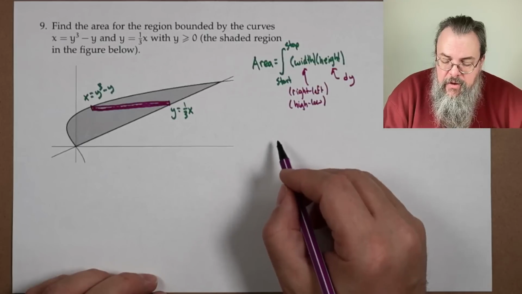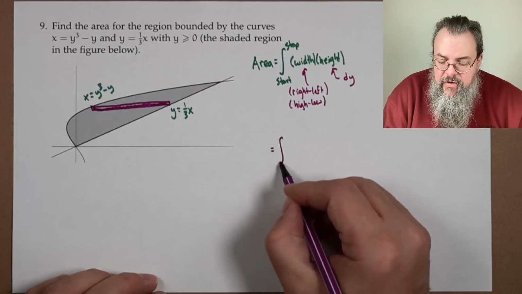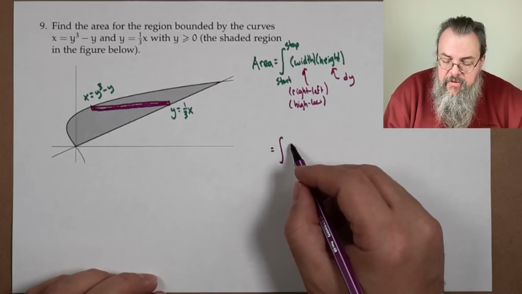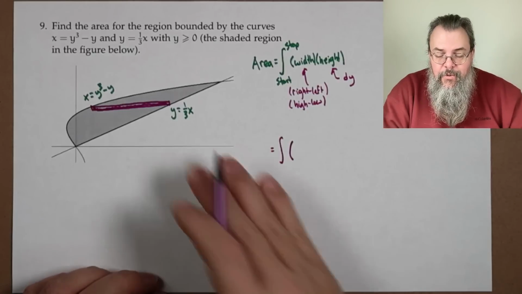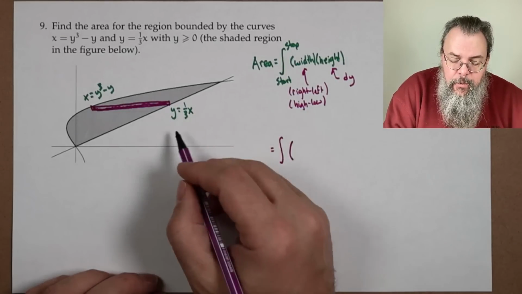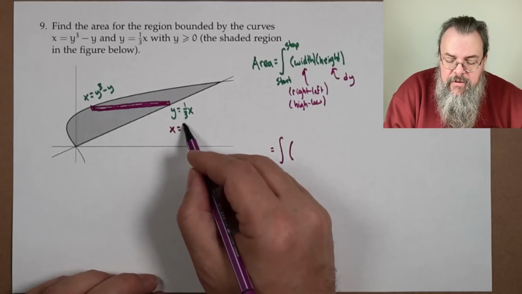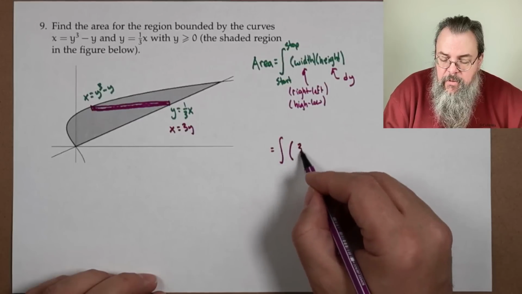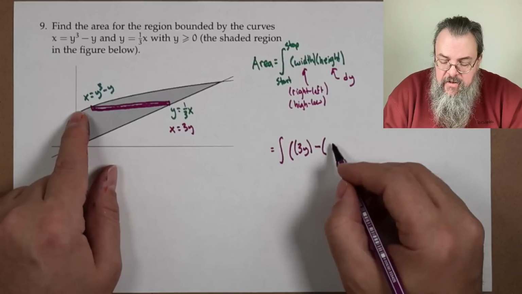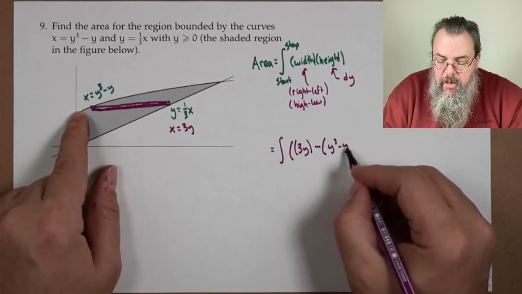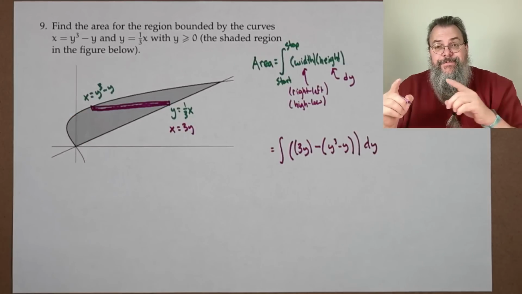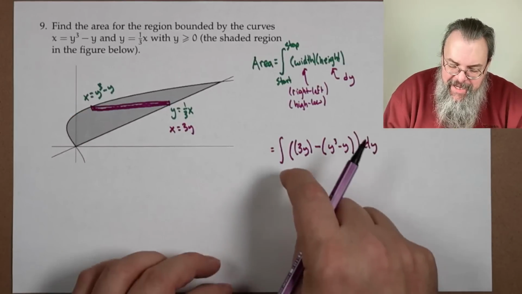In our case, it's the integral of, and we're doing this with respect to y. What's on the right-hand side is this line, y equals 1/3 x. Well, we need to write it in terms of x, so it's x equals 3y. So it's 3y subtract the left hand, y cubed minus y, dy. Are we done? No. We need the bounds.